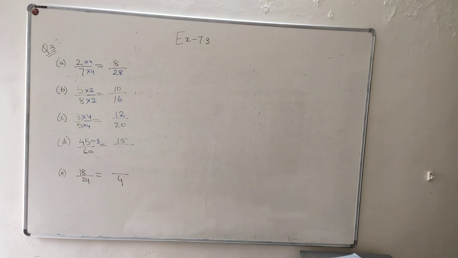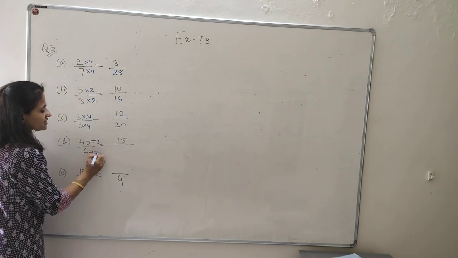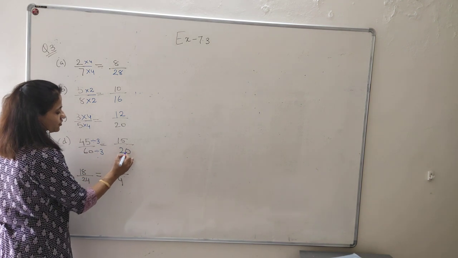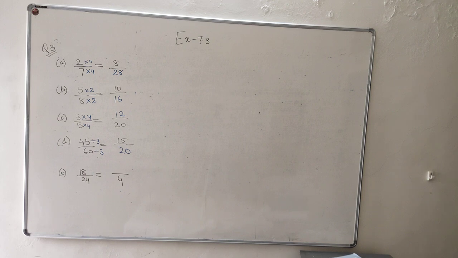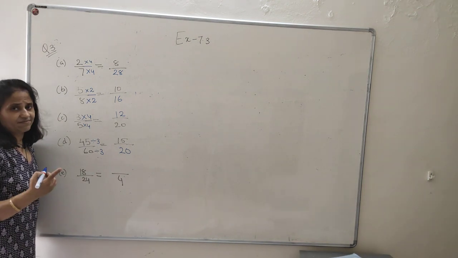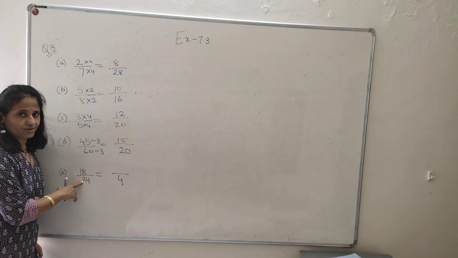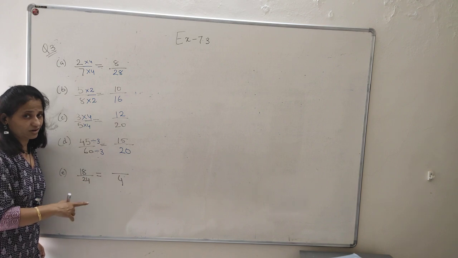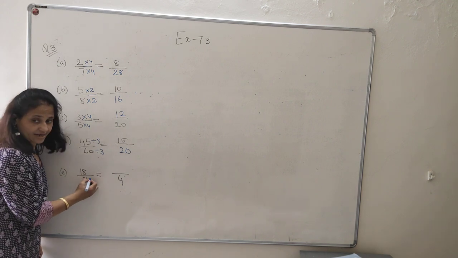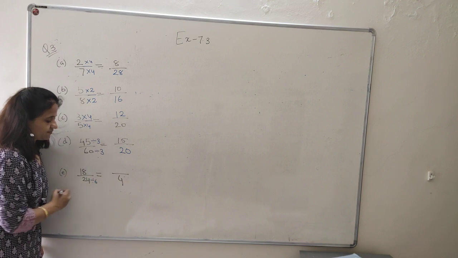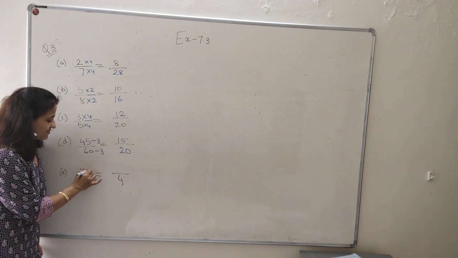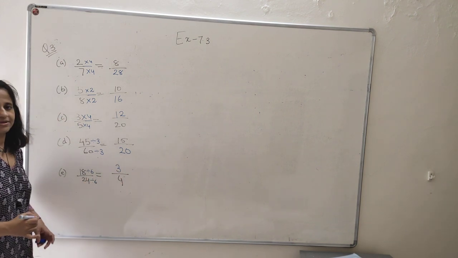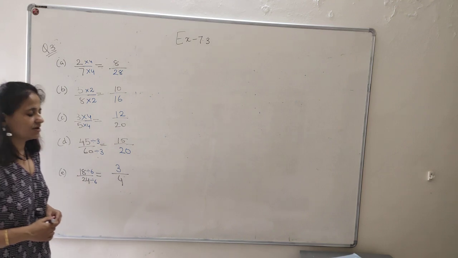If I divide the numerator with 3, I have to divide the denominator also with 3. So 60 divided by 3 will be 20. I hope the things are clear with you. Same way, 18 upon 24. I want to convert the denominator 24 into 4, that is small. What should I do? I divide it by 6. If I divide the denominator by 6, I will divide the numerator also by 6. So 18 divided by 6 will be 3. So the answer will be 3 upon 4.